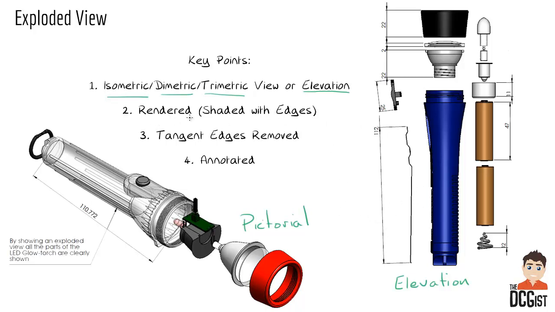Then you want to make sure that it's rendered and again shaded with edges, so the same as the render pictorial view. Then again you want to have the tangent edges removed, and again you need to have your annotation. And even though it is one of the required views, you do need to make sure that it's showing something important to you. You'll be able to find something about your model that is shown particularly well in the exploded view, so make sure that you tell the examiner what it is.